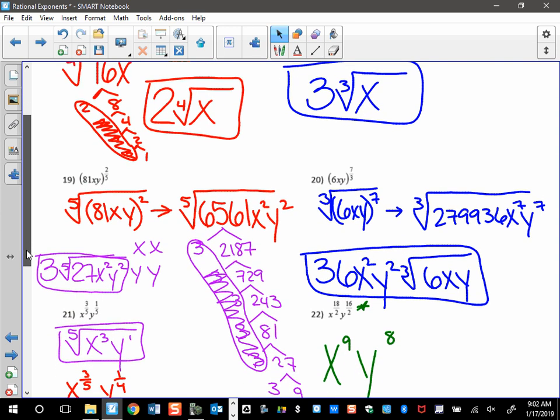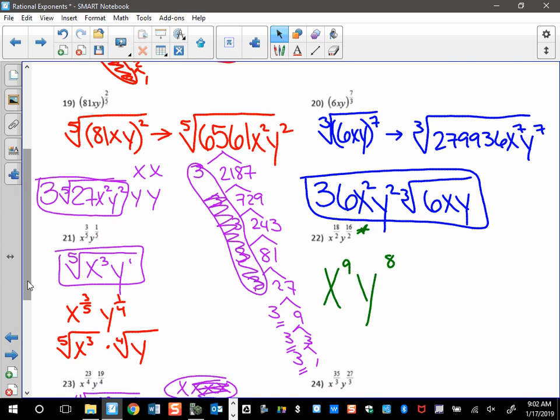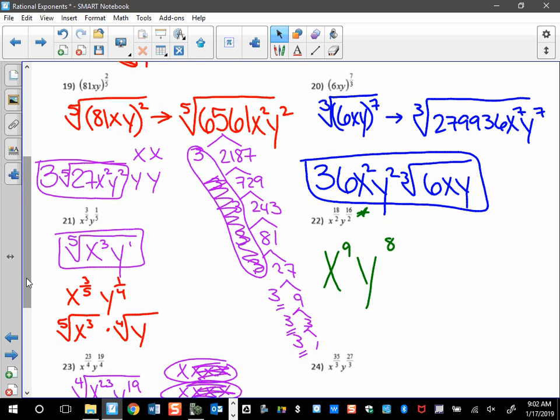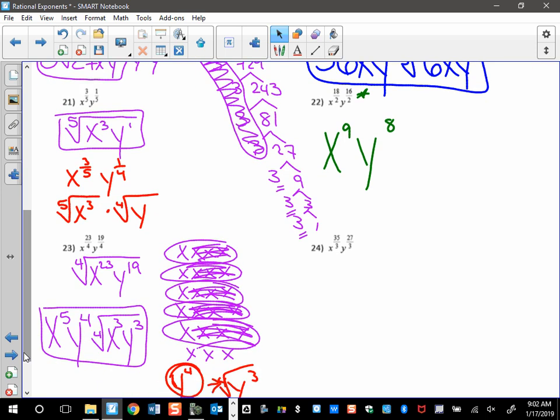I'm going to show you again with number 24 how you can use the calculator. Did you have questions? So 24, I want to do x to the 35 thirds, y to the 27 thirds. I do want to switch it to a root if possible. Do either of those numbers divide nicely? 35 over 3 or 27 over 3? 27 over 3 is 9.